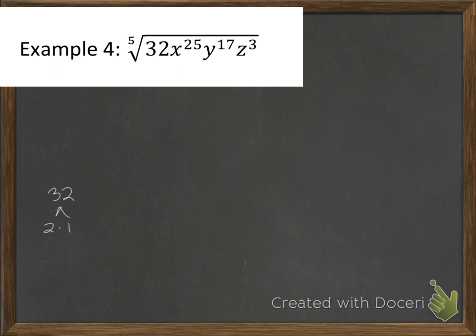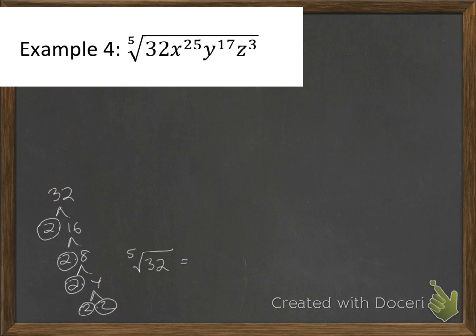So I see it's an even number, so it's 2 times 16, 16 is 2 times 8, 8 is 2 times 4, 4 is 2 times 2. So we have 1, 2, 3, 4, 5 twos. So when I try to take the fifth root of 32, I'm really taking the fifth root of 2 times itself 5 times. So it's going to be simply that we have one group of 5, and of course 1, 2 escapes, so the fifth root of 32 is just 2.